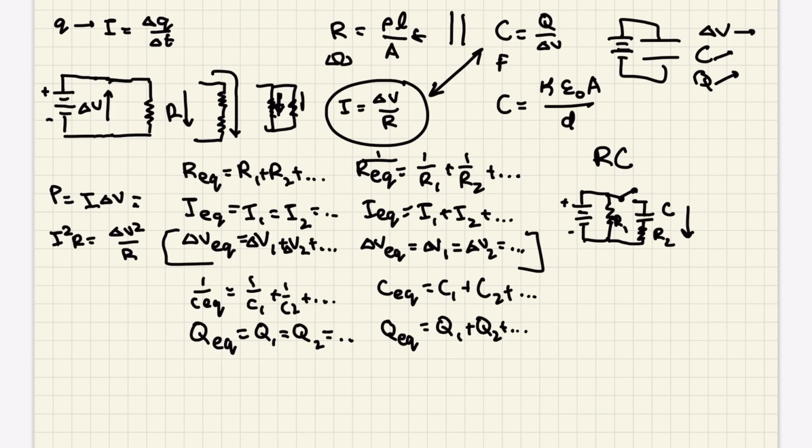And so what Kirchhoff's loop rule says is that the sum of the voltage drops in each loop is equal to the potential difference of the supply. And so delta V, the potential difference of the supply, is equal to the sum of the voltage loads or voltage drops.